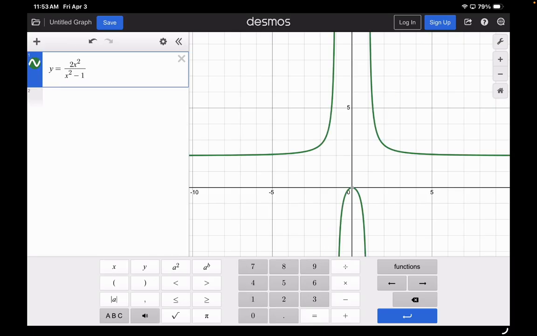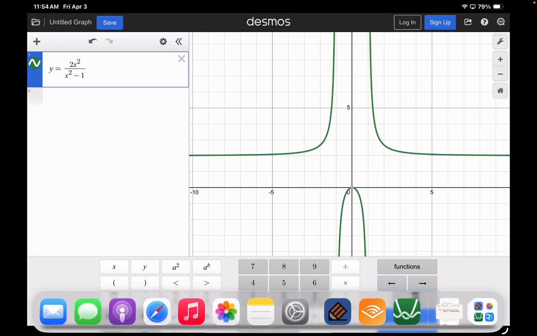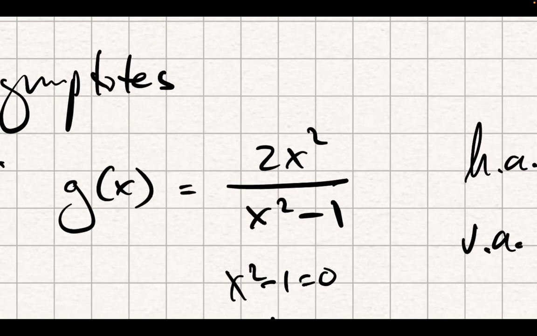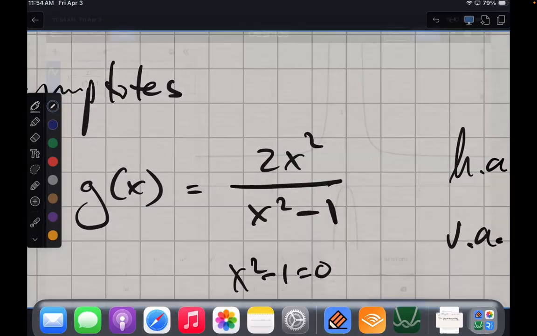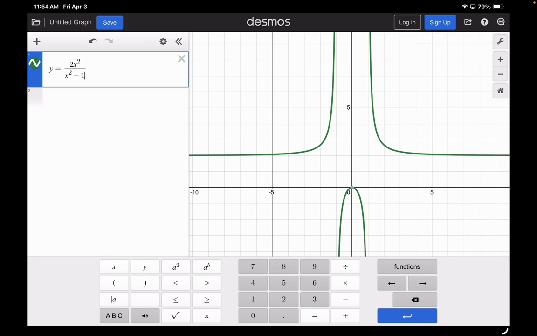I think it's 3x squared minus 1? Plus 1. Or like 3x squared plus minus 1? There's a 3 in front of the x squared, I think. But that's a different one. Is that not the one I gave you? I'm doing 2x squared over x squared minus 1. I'm doing G. Did I write that down right?